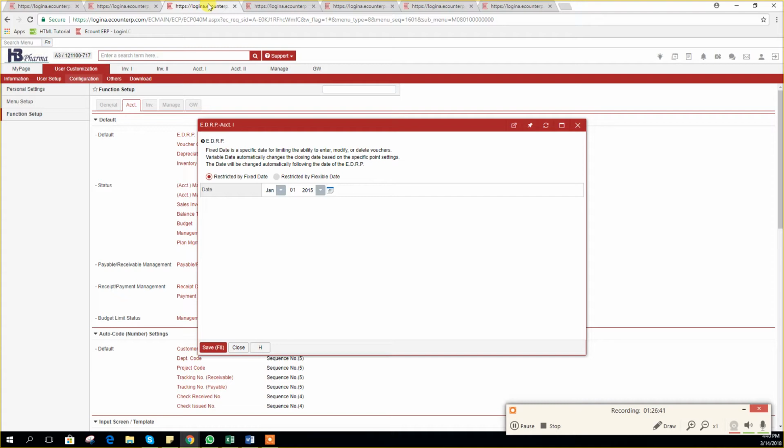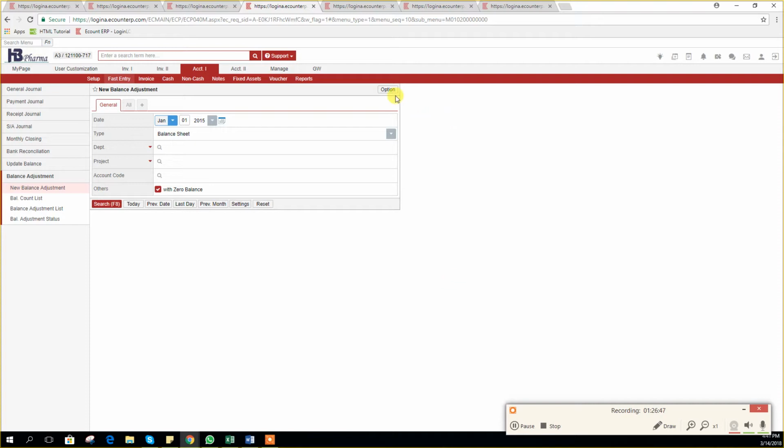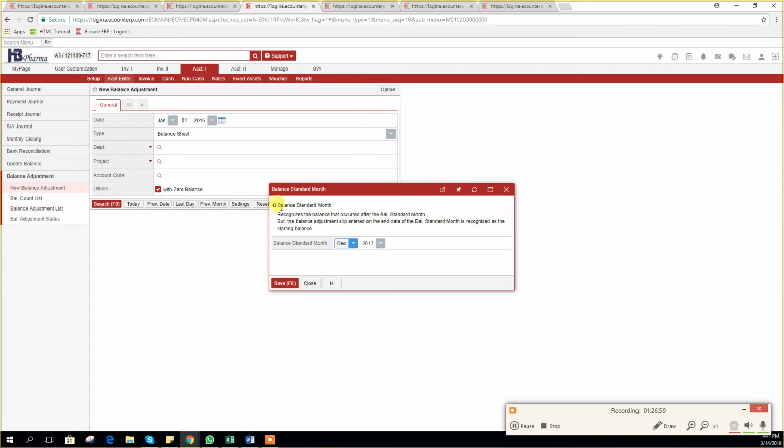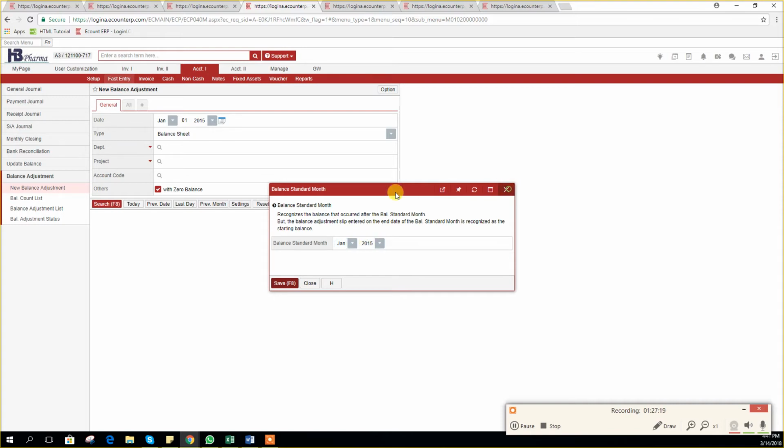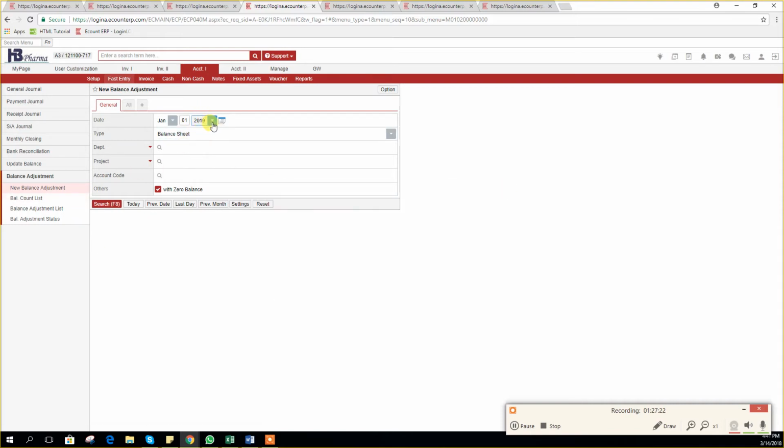So before you put in the beginning balance, later, when you have your financial statement for 2014 or 15, you need to set the beginning month over here. Balance standard month, you need to set it to January 2015, and then only the EDRP will change. See, it will change now. Okay. All right, so now let's just make this simple.